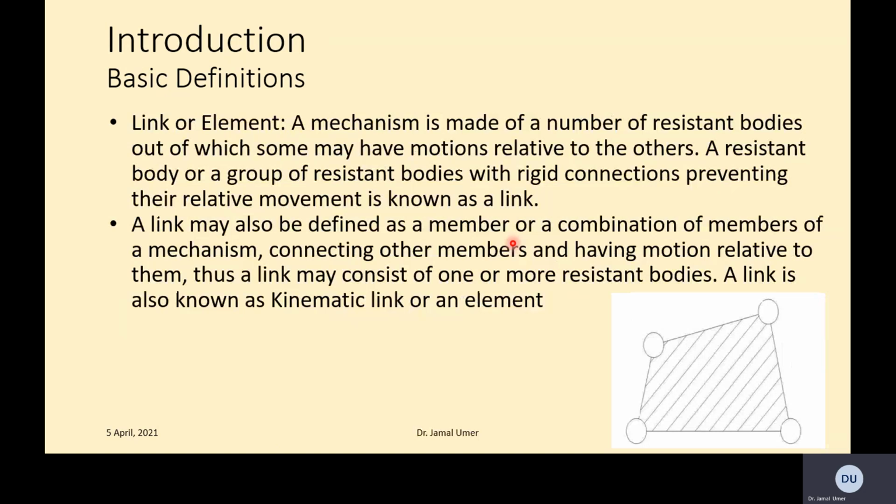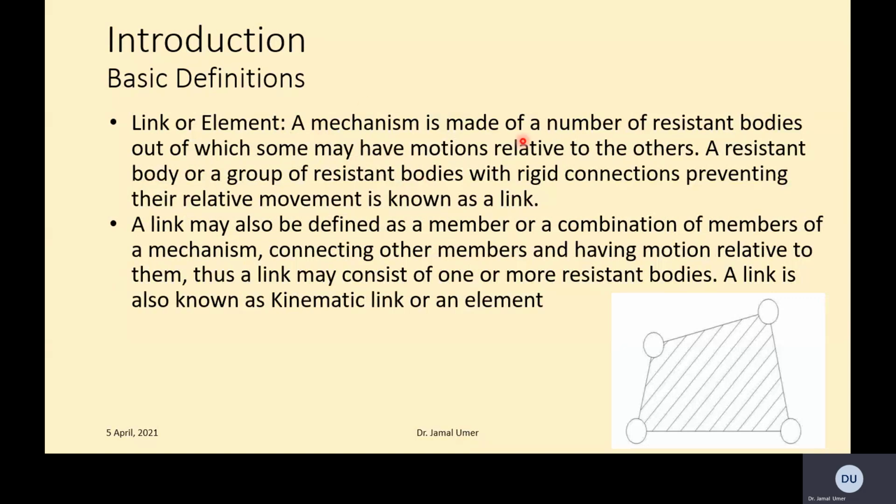All right. Then we have a link or element. A mechanism is made of a number of resistant bodies, out of which some may have motions relative to others. A resistant body or a group of resistant bodies with rigid connections preventing their relative movement is known as a link. So it's a slightly different way of explaining the link. That's another definition of the link.